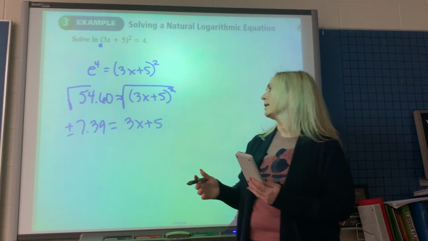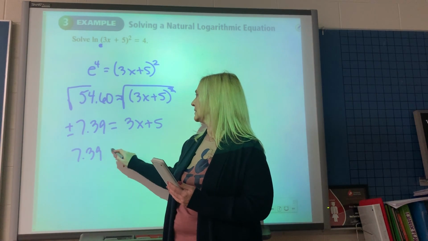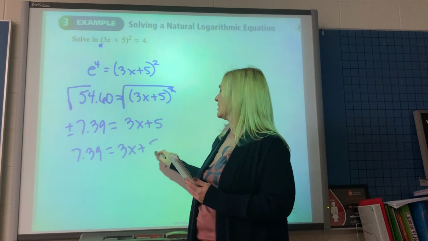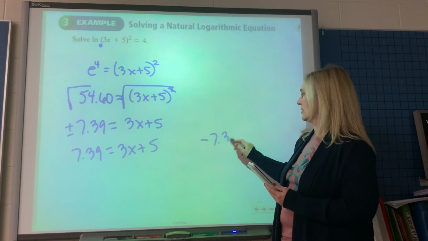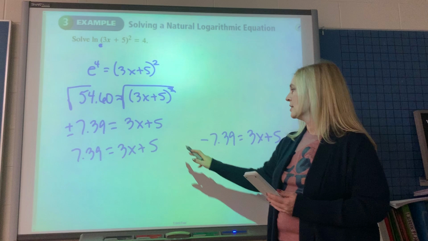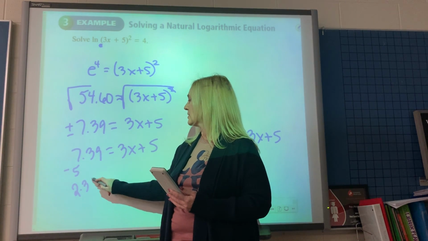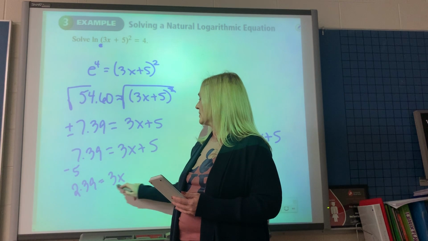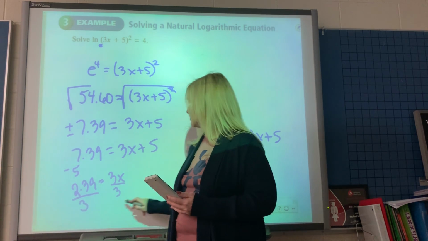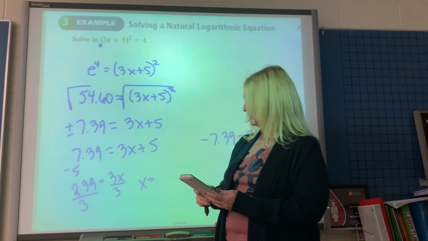So we have 2 separate problems there. We'll do the positive first. 7.39 equals 3x plus 5, and then we have to do negative 7.39 equals 3x plus 5 and solve each one of those. So minus 5 on this one, you get 2.39 equals 3x. Divide both sides by 3, you get x equals 2.39 divided by 3.